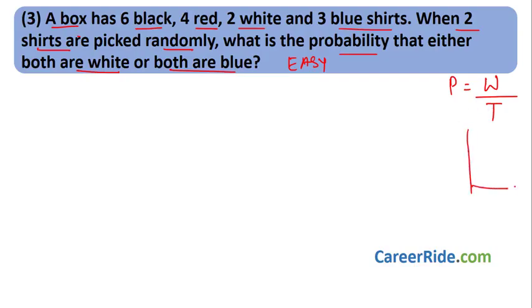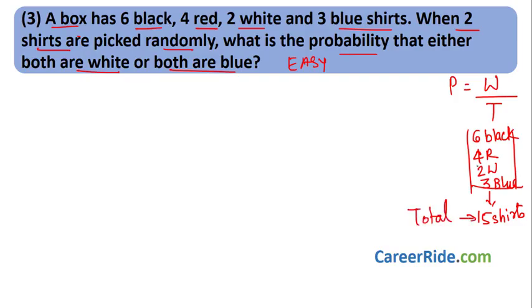Now there is a box. In that box there are 6 black shirts, 4 red, 2 white and 3 blue shirts. Total number of shirts is 6 plus 4 is 10, plus 5, 15 shirts in total. That means 15 is the total number of possibilities. So we know the total possibilities, that is 15. Now let us see how to solve this sum.